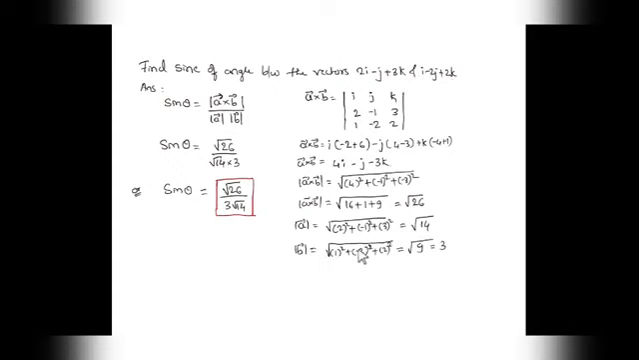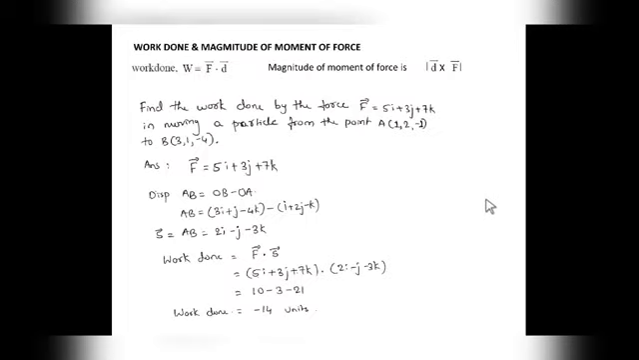1 square is 1, minus 2 square is plus 4, 2 square is 4. 4 plus 4 plus 1 is root 9, that is the square root of 9, which is 3. Now I'll substitute the magnitude of vector A cross vector B as well as the magnitudes of vector A and vector B in the formula. That is, sin theta is equal to magnitude of vector A cross vector B, which is root 26, divided by magnitude of vector A, which is root 14, into magnitude of vector B, which is 3. This is the sine of the angle between two vectors.